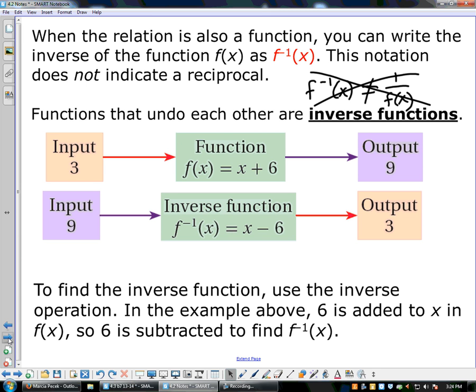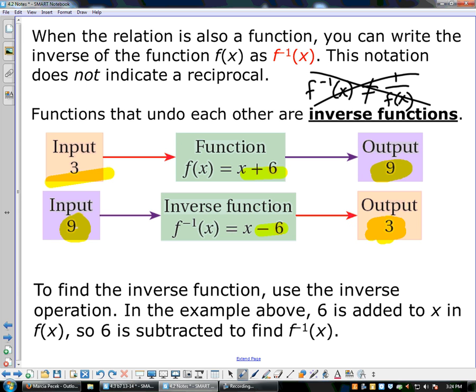Functions that undo each other's operations will be called inverse functions. So in our example here in these boxes, we have an input of 3. It goes into a function that adds 6 to it, and then my output would become 9. Its inverse would put the 9 into a function and do the inverse operation, so subtract 6, and my output would become 3. So the inverse of adding 6 to a number would be subtracting 6 from a number.